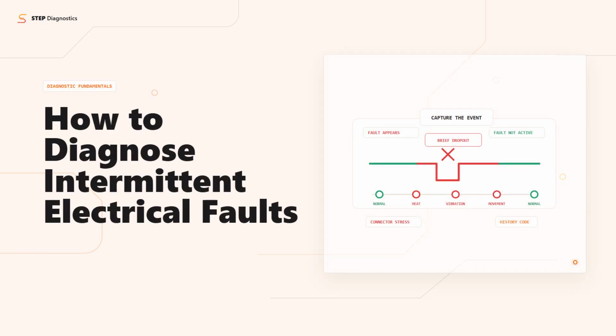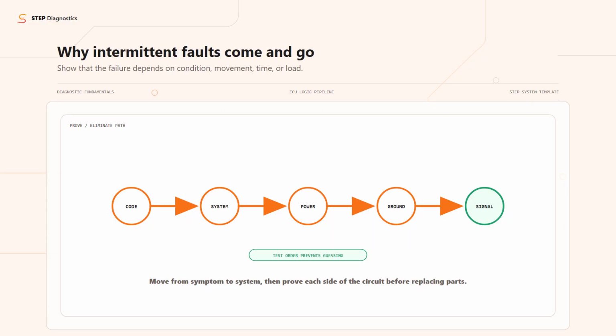How to diagnose intermittent electrical faults. This lesson shows how to approach intermittent faults that disappear during normal testing, unless the test captures the condition that causes the failure. Intermittent faults come and go because the failure depends on conditions.